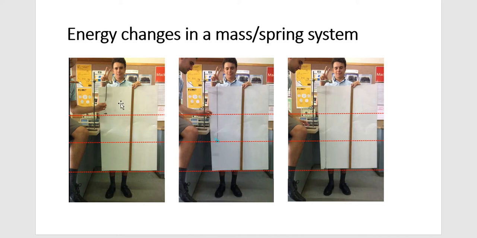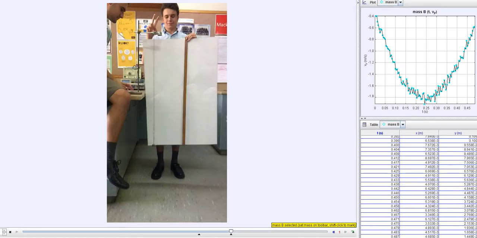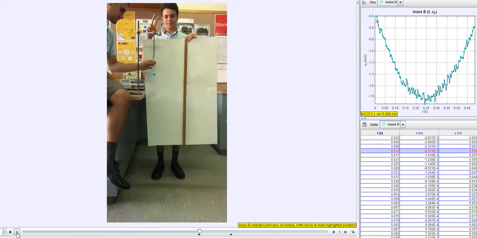So we have a free-falling mass in a spring, and it's extending out at different lengths till it eventually reaches its full extension. And we're going to be looking at the various energy changes that occur. So again, just very quickly, here's the video that happens. 240 frame rate in the camera.